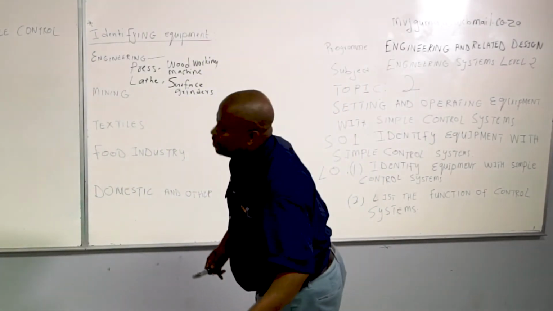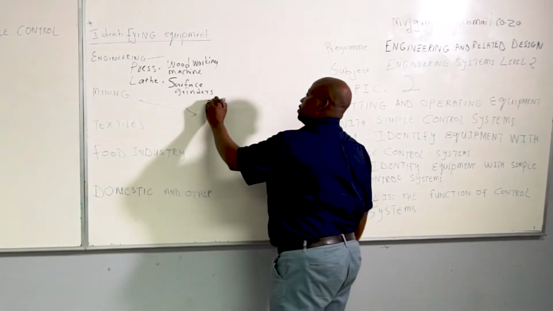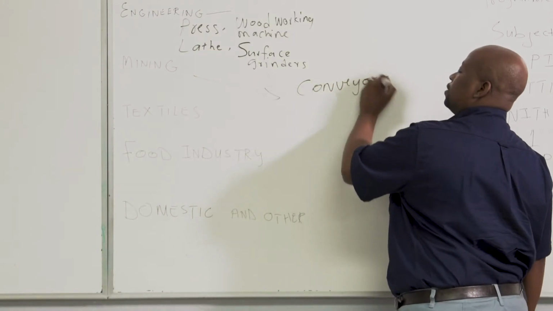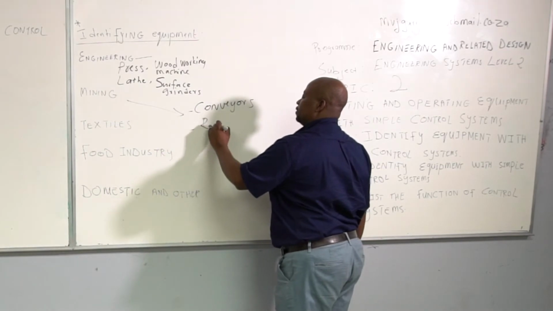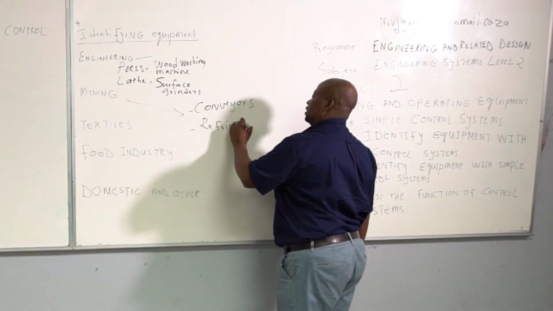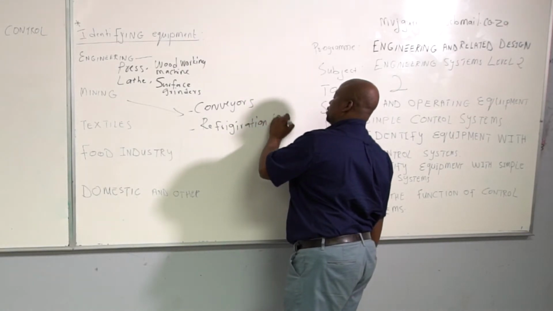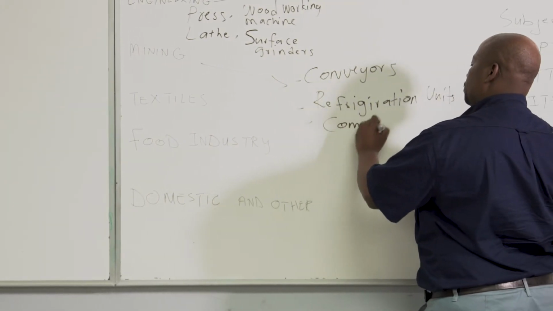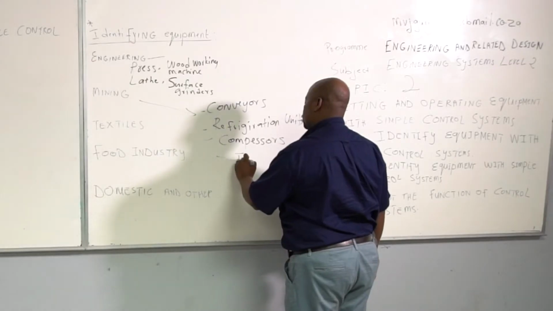Now, in the mining industry, we can have conveyors, we can have refrigeration units, and we also have compressors and turbines.